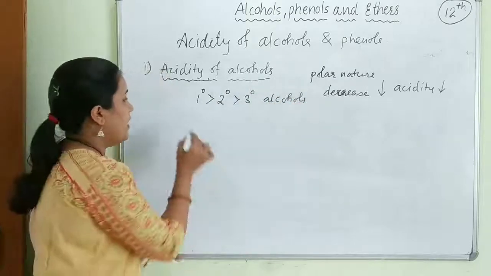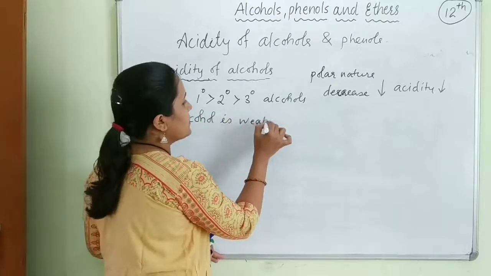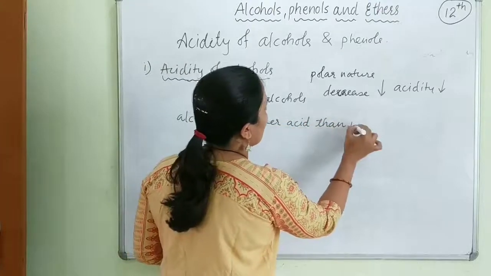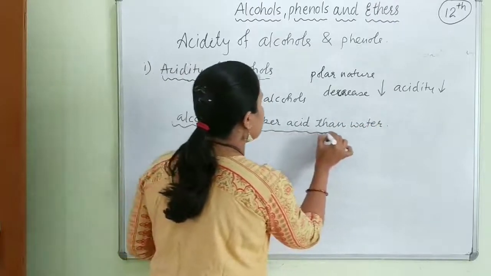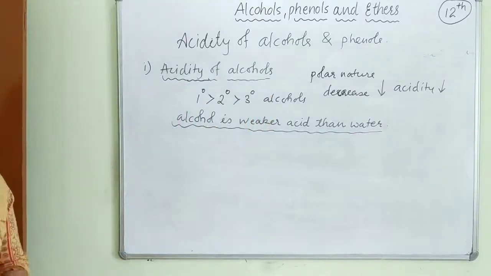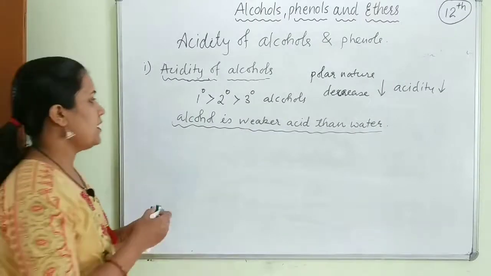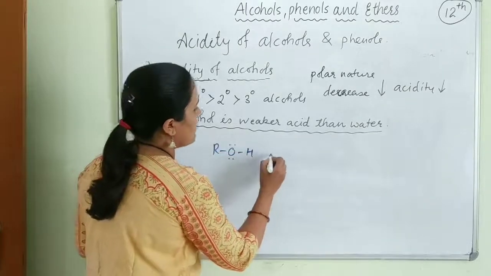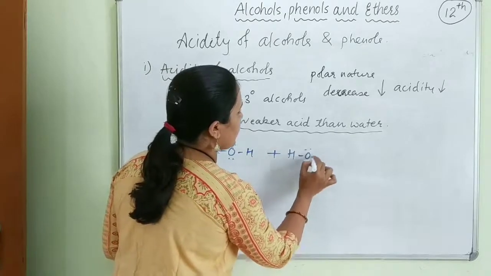Now let's see that alcohol is a weaker acid than water. Alcohol is a weaker acid than water. Now how is this possible? We will see how alcohol can be a weaker acid than water. I'll make you understand by giving one example. Now we have ROH and we have water also, so I am writing water in this way.